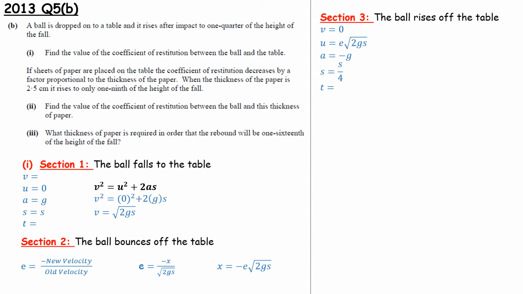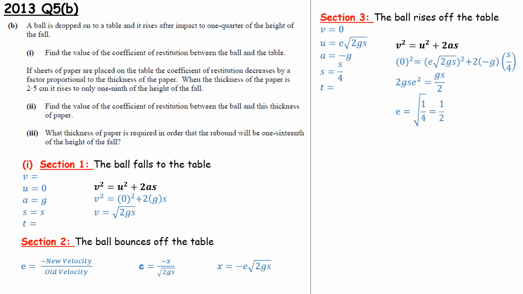So now we can work this through, and v squared is equal to u squared plus 2as, and when we sub everything in, we can rearrange it. Remember, we're trying to find e. When we go and do this, because both of our distances were in terms of s, the s's will effectively cancel, and we end up with e squared is equal to 1/4, which gives us e is equal to the square root of 1/4, so the coefficient of restitution is 1/2.